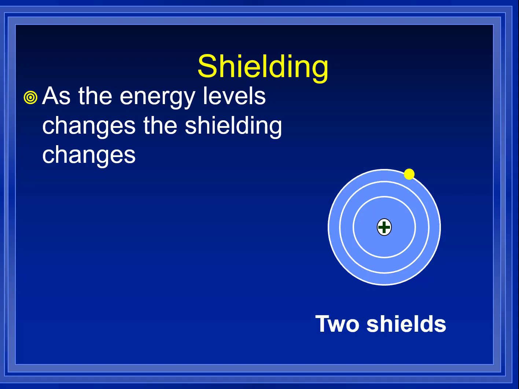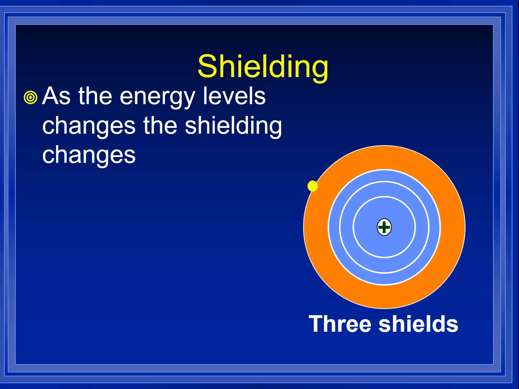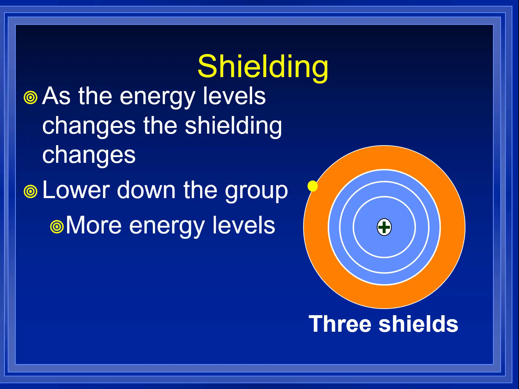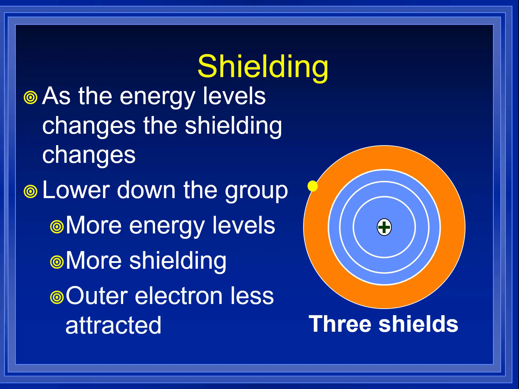Sodium has 3 shields. Or it has 2 shields. Potassium has 3 shields. So the lower down the group, the more energy levels, more shielding, less attracted. Because those inside electrons get in the way.